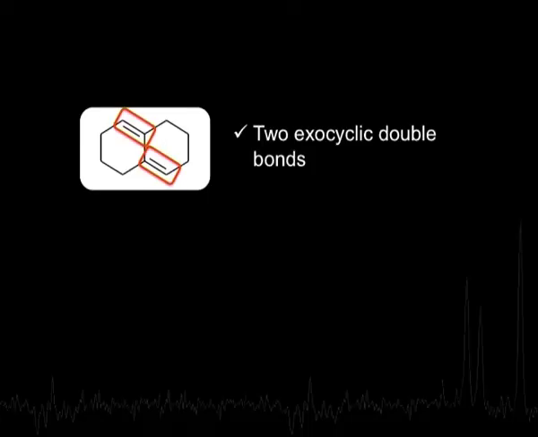Now, let us move further and look at one more example. In this case, we have 2 kinds of double bonds and both of them happen to be exocyclic. This one is exocyclic to this ring and this one is exocyclic to this ring. So there are 2 exocyclic double bonds, and we know that each exocyclic double bond contributes about 5 units to the lambda max value.